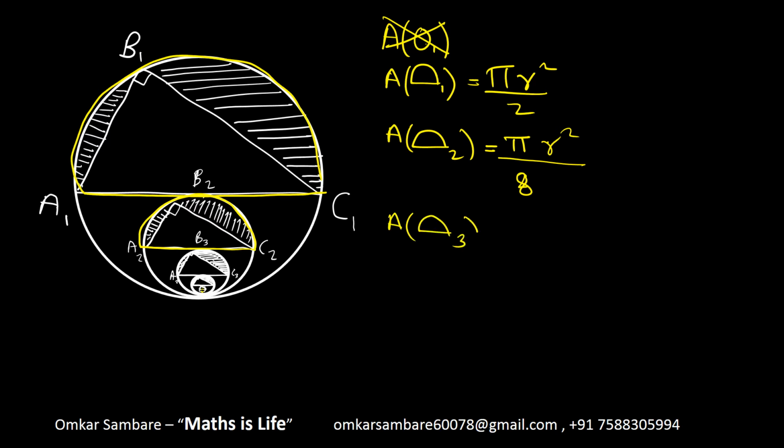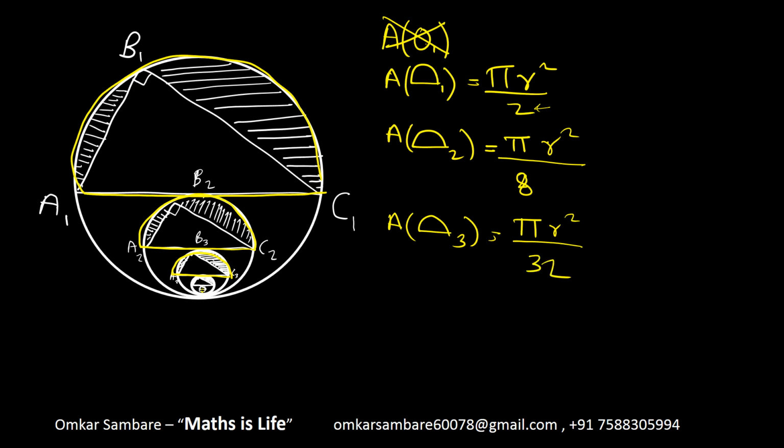What will be the area of the third semicircle? The third semicircle means this semicircle with the points A3, B3 and C3. It will be pi, and what is the radius of the third semicircle? The radius is r by 4, and the square of r by 4 will be r square by 16. So it will become r square upon 16, and this 2 is also there because it is a semicircle, not a circle.